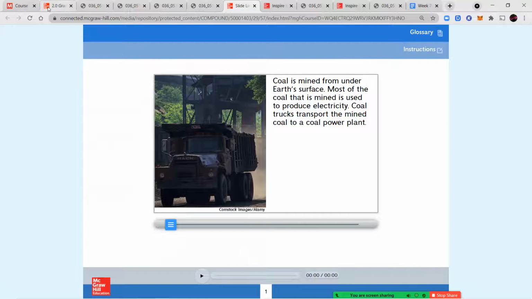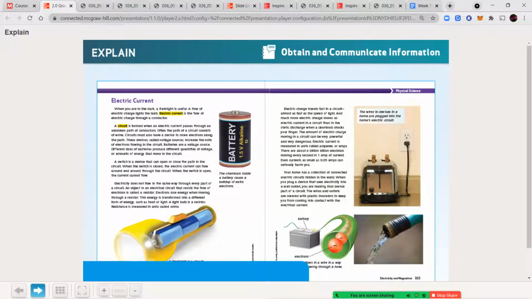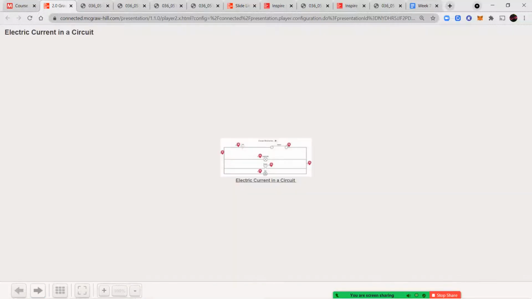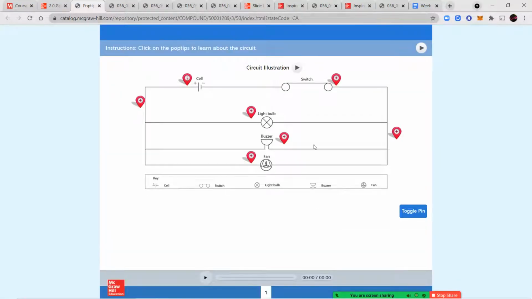All right, let's go back and take a look at our electric circuit. Whoops. Click on the pop tips to learn about the circuit. Circuit illustration.